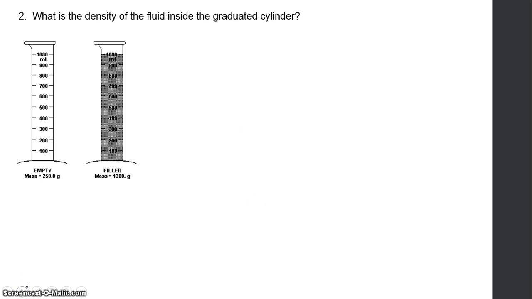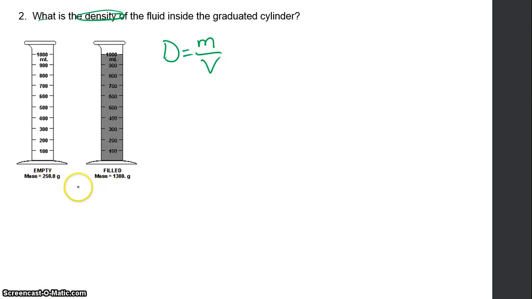So the second one, what's the density of the fluid inside a graduated cylinder? So again, what's the density? We're looking for density. Write out the equation that you're looking for. So we know that density is mass over volume. And then it doesn't give us any values, so we're going to have to look at our diagram to get as much as we can.